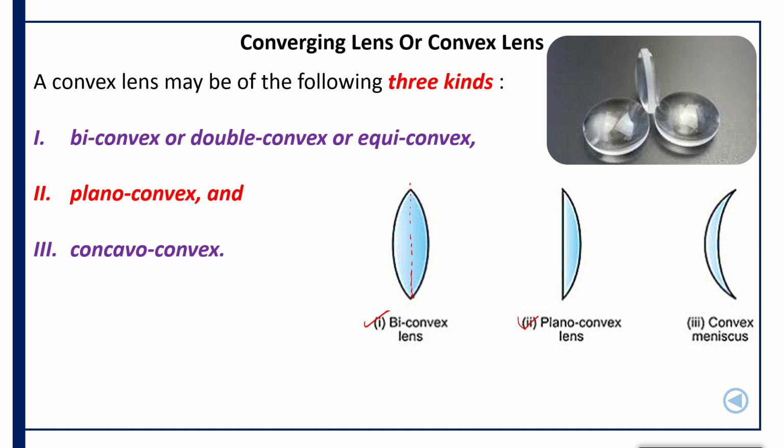In a plano-convex lens, one of the surfaces is plane and the other one is spherical. So here the edges are thin and the middle portion is bulging out. So these types of lenses are known as plano-convex lens.